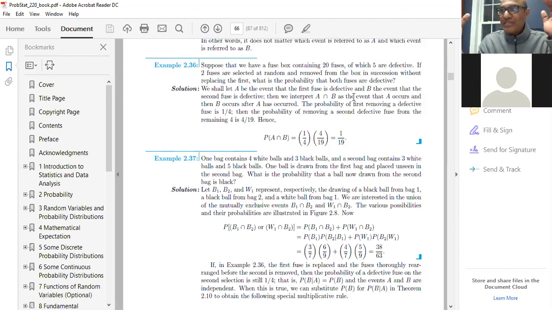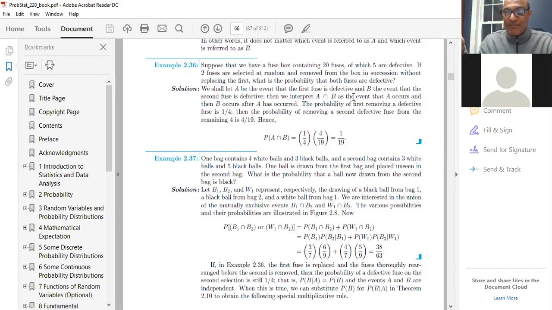As I have assigned B1 and W1, black balls and white balls respectively in my first bag, B2 and W2, black ball and white ball in my second bag. Here I have 7 balls, here I have 8 balls. 4 plus 3, 7, 3 plus 5, 8. So these are the scenarios. Now I am picking one ball. This ball could be white, it could be black, right?